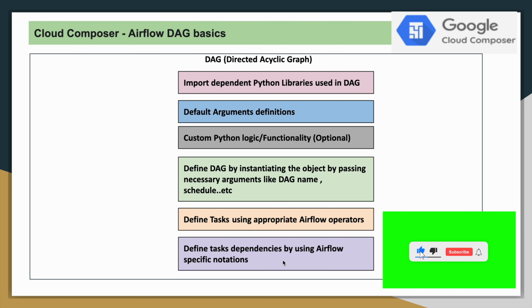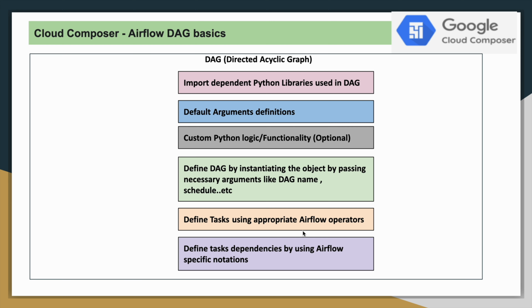And then this is the last section, where once you define the tasks, you will have to set the dependency between the tasks. Otherwise, how would Airflow know which one is to be run first and which one is to be run next, or something like that, right?